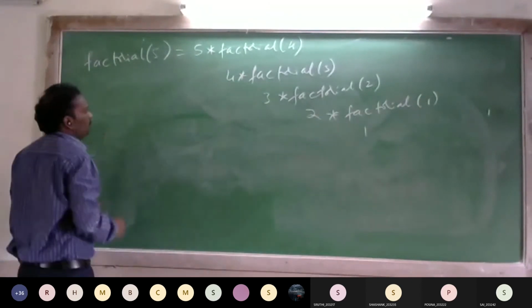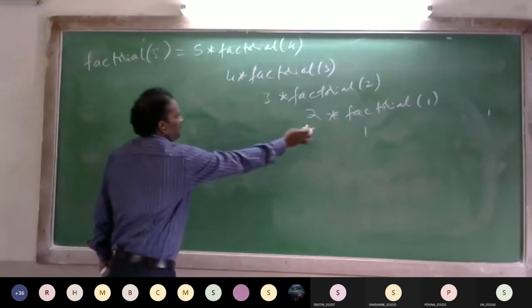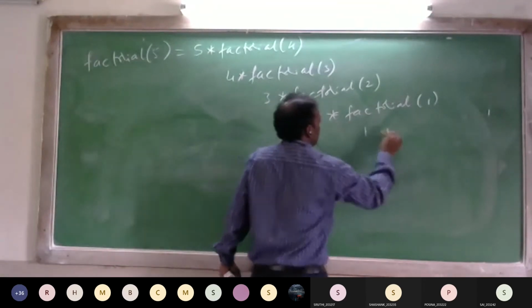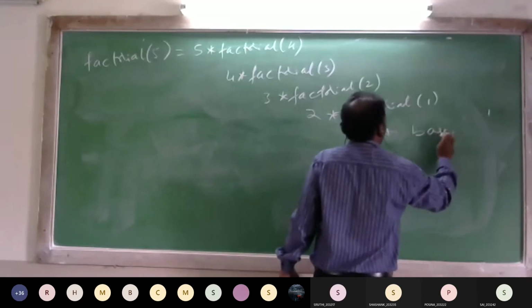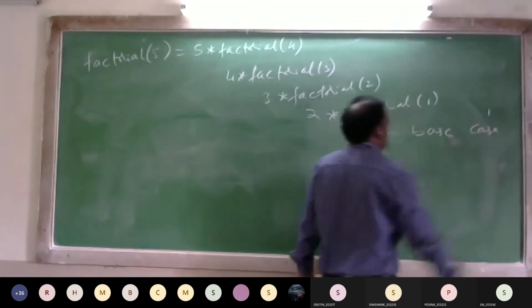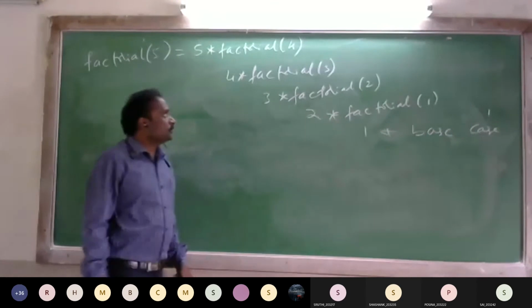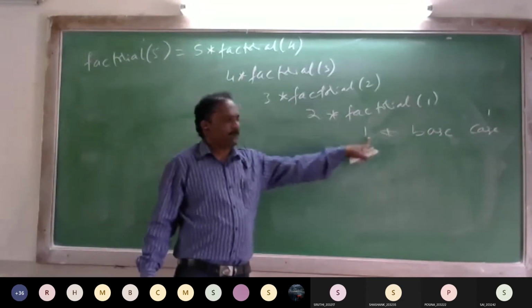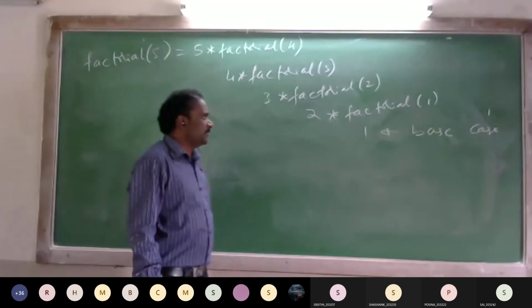This is factorial of 4. Now, 1 factorial is 1. Now we have got the base condition. Base case, base condition: when n is equal to 1, say that this is n, factorial of n is 1. Factorial of 1 is 1.